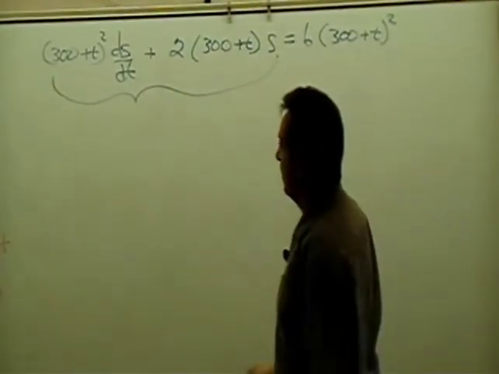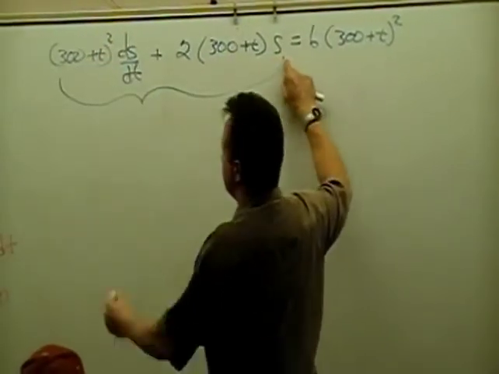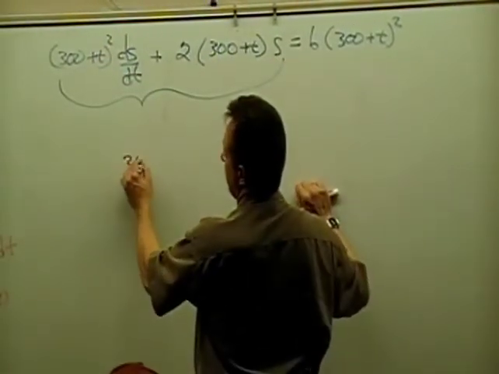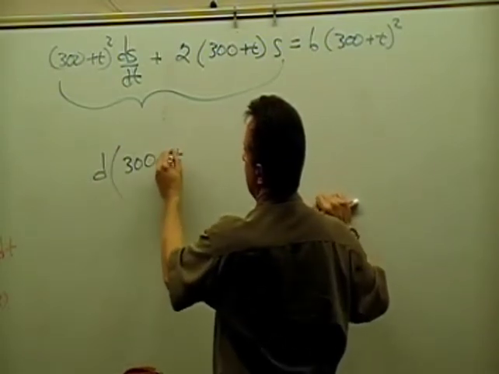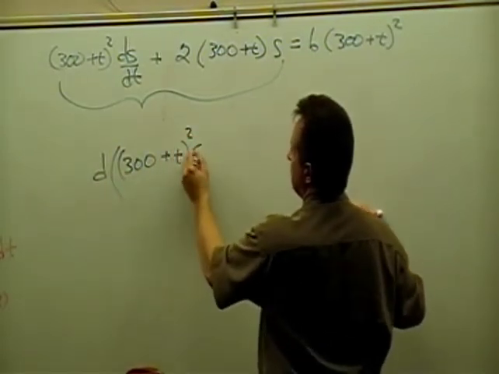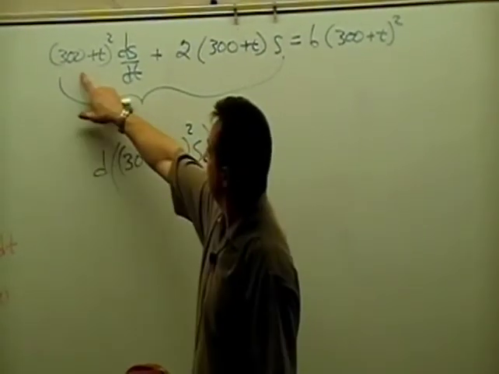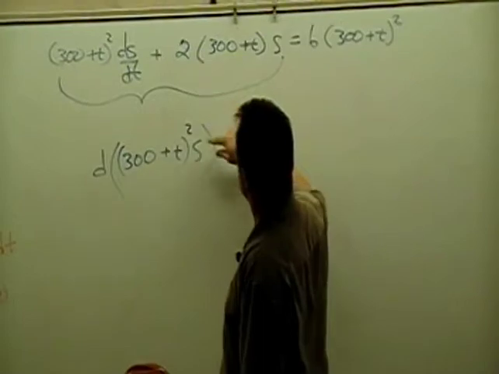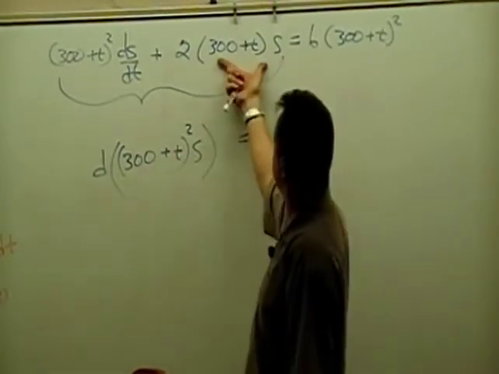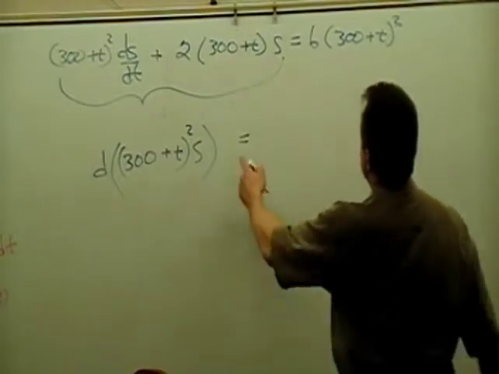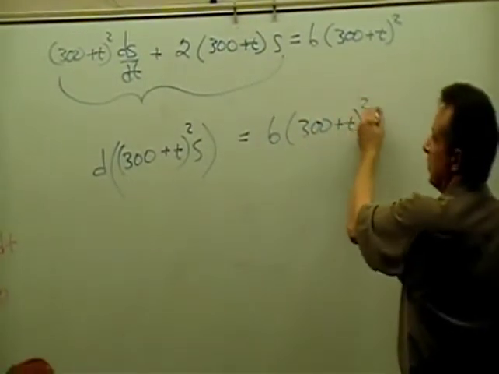Where the first is this (300 + t)², and my second is s. Notice if you wrote the total differential of (300 + t)² times s, you'd have first times the derivative of the second, plus the second times the derivative of the first. The derivative of this is 2 times this quantity of the first. Boom, there it is. That equals 6(300 + t)².